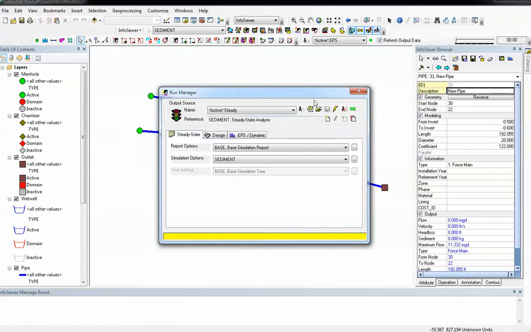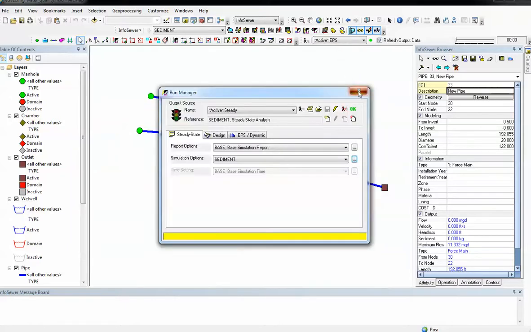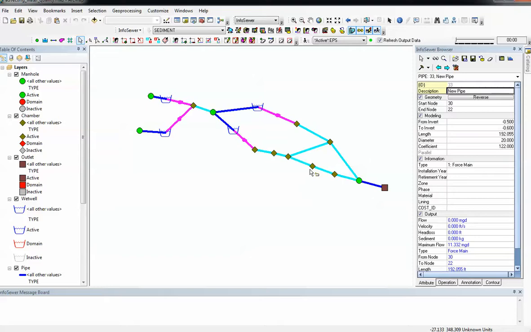So if I was to try to run this with steady state, it says invalid split flow configuration because you can't have two downstream force mains coming out of the same chamber node. So how do we get around this? Well, there's really only one way, and that's to get rid of the invalid splits.